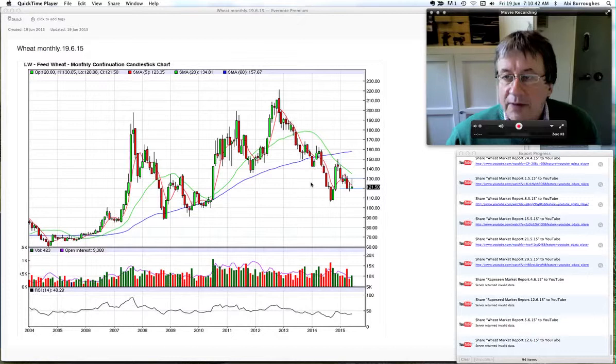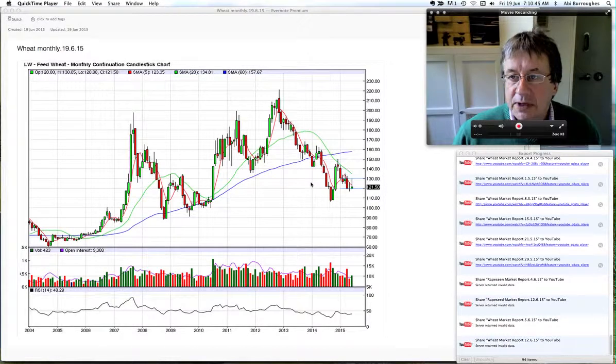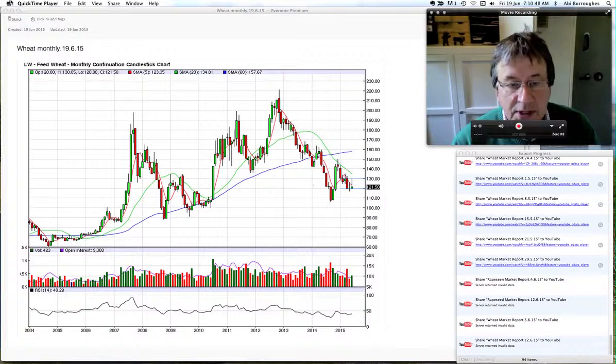Here was weekly wheat look. Today is Friday 19th of June, 7:10 in the morning, so pre-market open. We've got last night's close and we're looking at the November 15 UK wheat chart, monthly chart as usual.